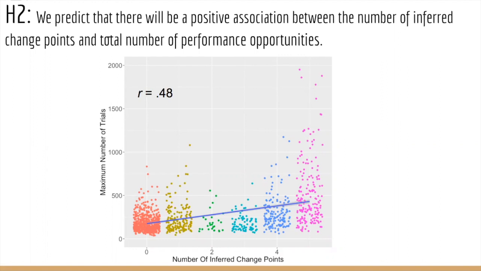For our second hypothesis, we predicted that there would be a positive correlation between the number of inferred change points and the number of trials completed by the participant. As predicted, there was a moderate positive correlation of 0.48 between the total number of trials completed by a participant and the number of inferred change points. This finding is in line with our second hypothesis and suggests that as participants gain more experience with the task, they will change how they complete the task, potentially using different strategies, different psychological mechanisms, or different heuristics.